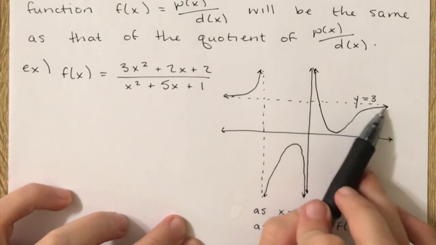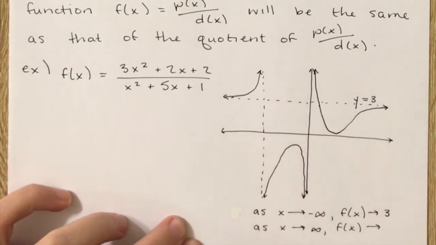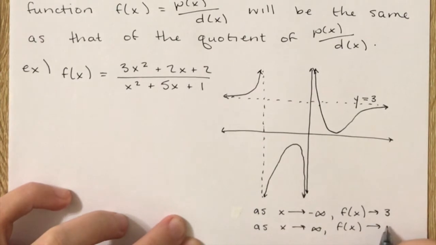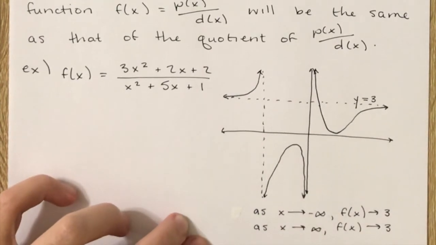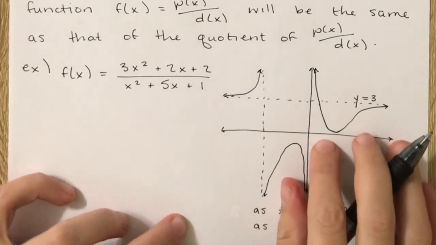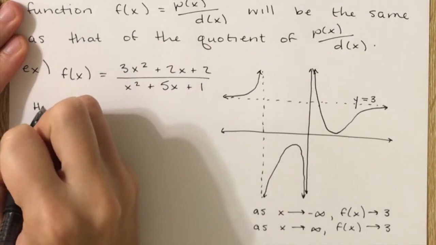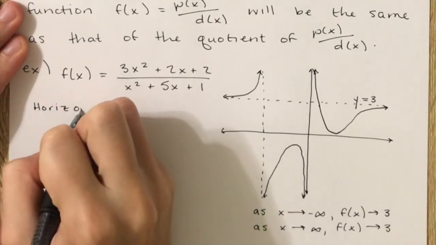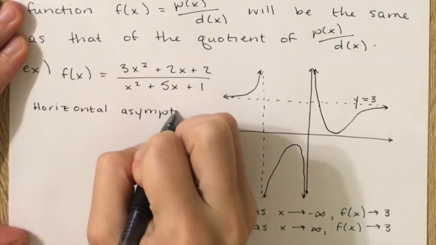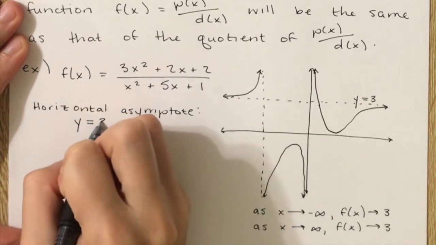Similarly, as we move off the graph to the right, as x moves to positive infinity, as x is getting really large, f of x, or the y values, are getting really, really close to 3 as well. So that's pretty typical of a function that has a horizontal asymptote at 3, right? We have a horizontal asymptote at y equals 3.